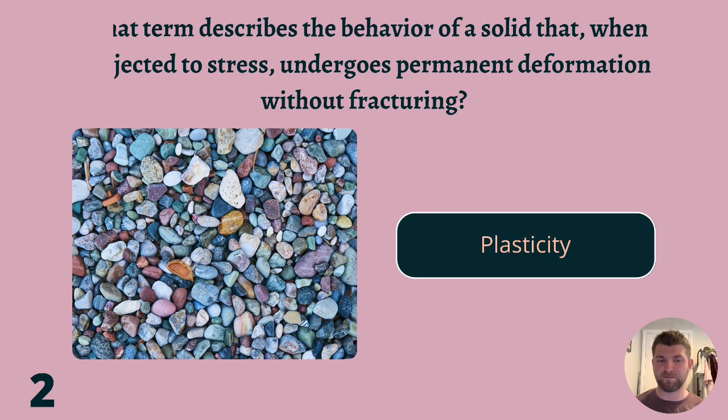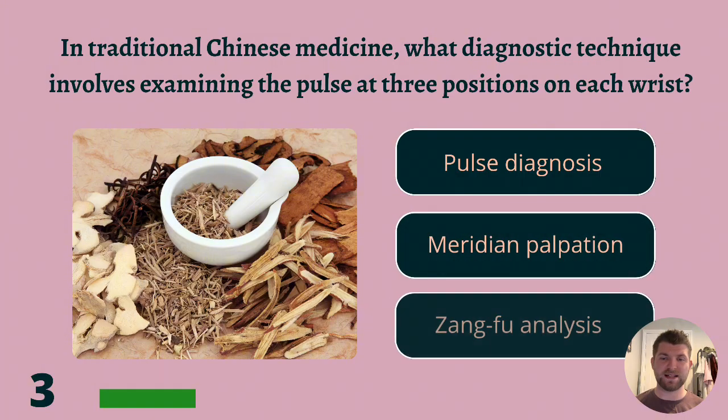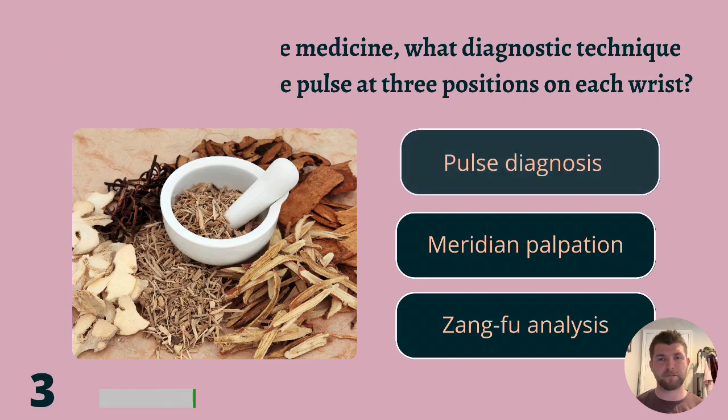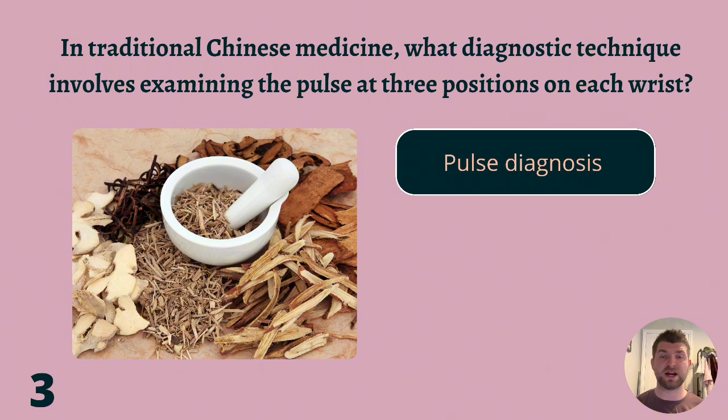Here's question 3. In traditional Chinese medicine, what diagnostic technique involves examining the pulse at 3 positions on each wrist? Pulse diagnosis, meridian palpitation, or Zhang Fu analysis? The answer is pulse diagnosis.